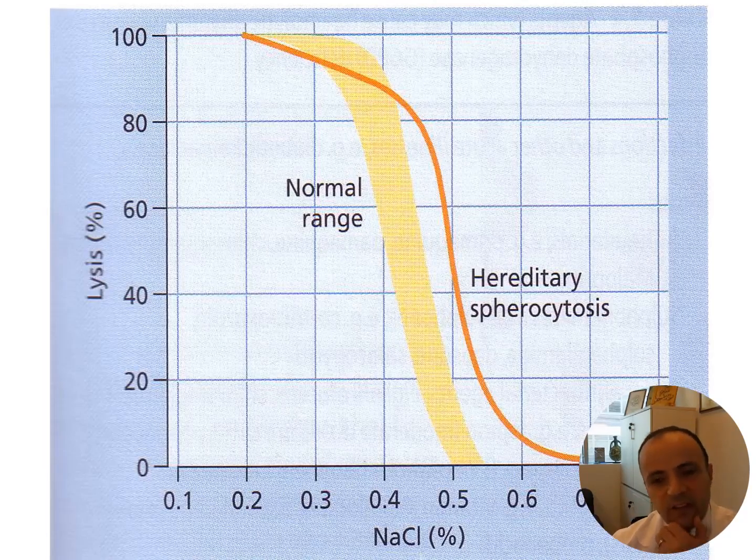And this is the osmotic fragility test that we spoke about in hereditary spherocytosis. Essentially, they put the red cells in progressively more and more hypotonic solutions, okay? With the lower hypotonic solutions, the cells start to lyse. Normally, we have a normal range that you see in the yellow shade. This is the normal range where the red cells lyse. Somebody with hereditary spherocytosis is more susceptible to lysis, so they lyse with less hypotonic solutions. That's what you see in the orange line. So this is how you diagnose hereditary spherocytosis.